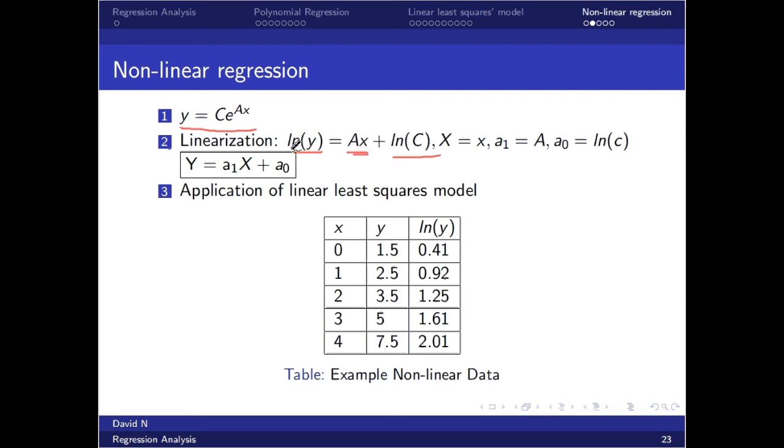Then we can represent logarithm of y as capital Y, and then logarithm of c can be represented as a0, and then small x can be written as capital X, and then a can be written as a1. Now let us consider an example data set, a nonlinear data set. Here the independent variable is x and the dependent variable is y. Logarithm of y is given in this particular column.